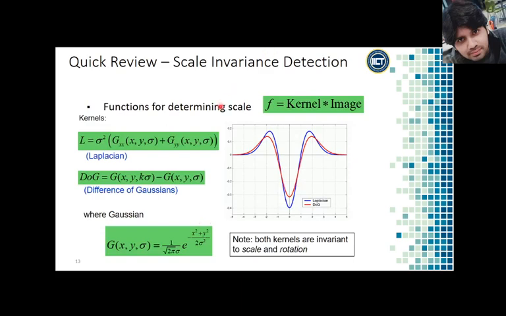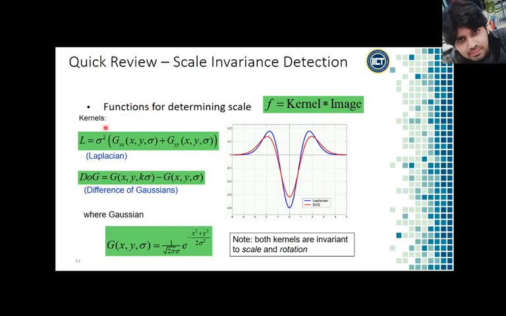So the functions for determining scale, we have already discussed this in our age detection class, that how we can use this function. We can design a kernel. A kernel is a kind of a window, and it is convolved with the image which we have provided. So it will apply the convolution from left to right and top to bottom, and then it will yield such responses.